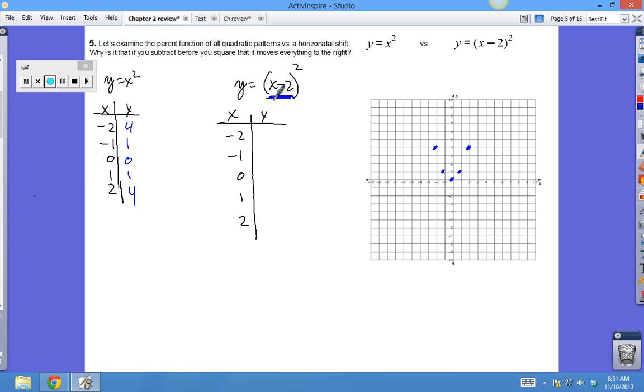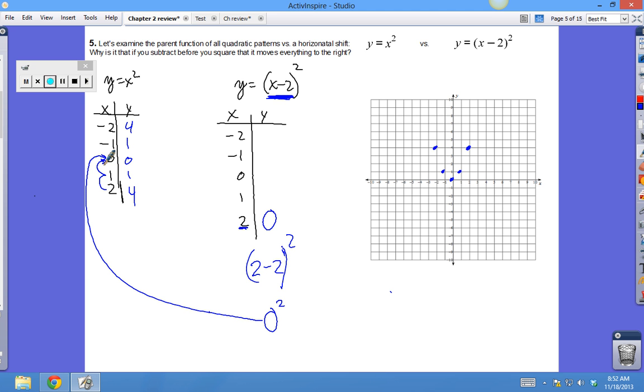So, if I -2 before I square it, so I'm going to start up here with the 2. If I plug 2 in and take away 2, I'm really asking you to do 0 squared, which is 0.